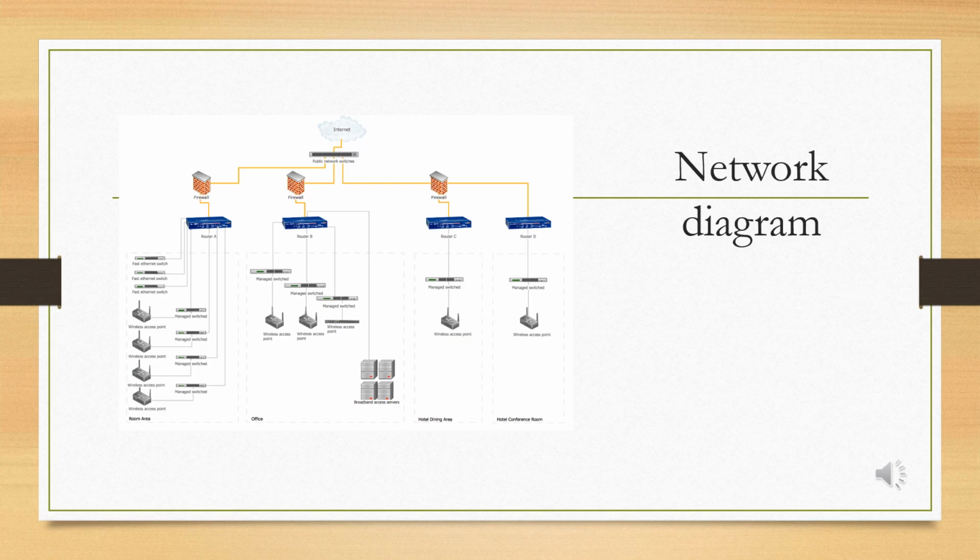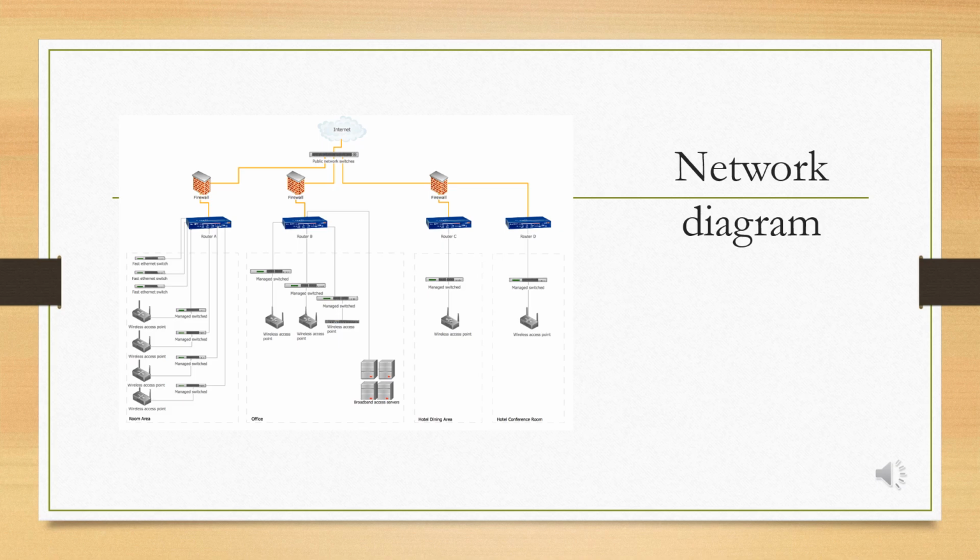hotel conference room, respectively. To ensure the security of the network, we have implemented three firewalls, with the first two serving routers A and B respectively, and the third serving routers C and D. This arrangement helps to prevent unauthorized access and ensures the confidentiality of guest and hotel data.